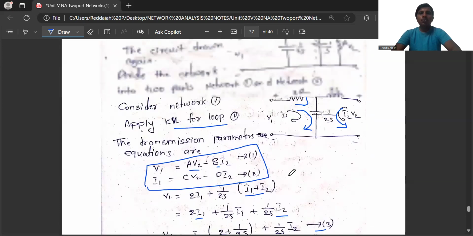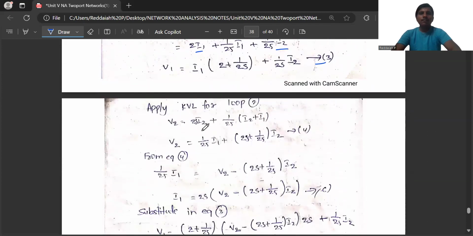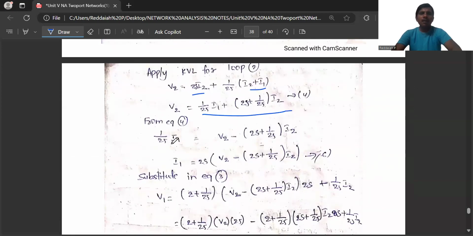Apply KVL for loop 2. If you apply KVL for this loop, V2 equals 2s into I1, 2s into I2, plus 1 by 2s into I2 plus I1. Then you will get one equation. From equation 4, we can write 1 by 2s I1 equals V2, sending this term to this side, then V2 minus 2s plus 1 by s I2. From this, I1, the 1 by 2s we can send to that side, 2s into that one. Make it equation number 6.